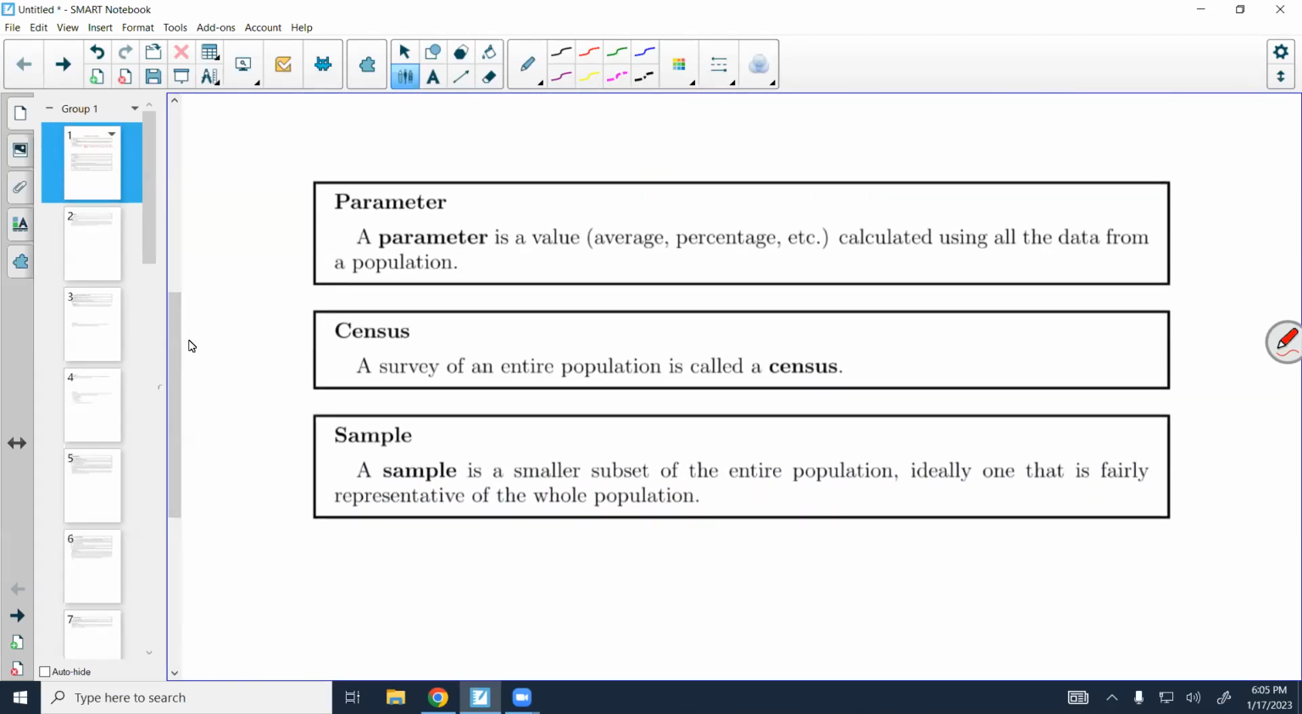So the next term you've probably heard of is a census. A census is a survey of the entire population. Again, you won't need to write down definitions on an exam, and all of this is available to you in Canvas.